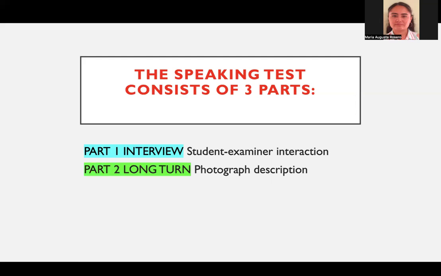Now we have the second part, which says long turn. Here, you are going to have a photograph, and based on that photograph, what you have to do is describe what you can see in it. This is the second part, and you have to do this on your own as well. So you don't need the other candidate to develop this.